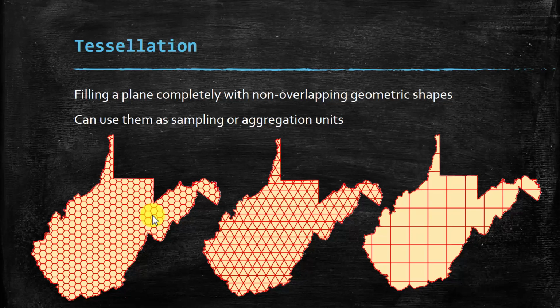Another concern is when you have a very odd-shaped feature, like West Virginia, you're obviously going to have some partial features along the edges. So you might have to think about how that may impact your analysis.